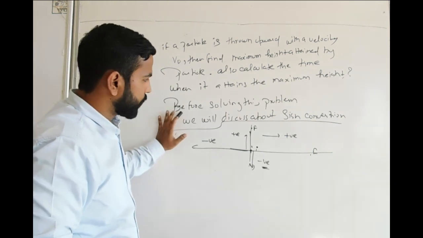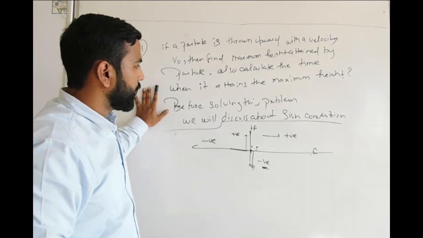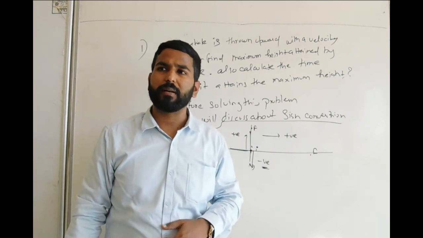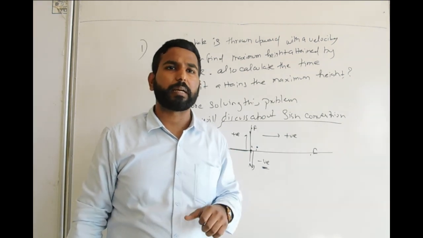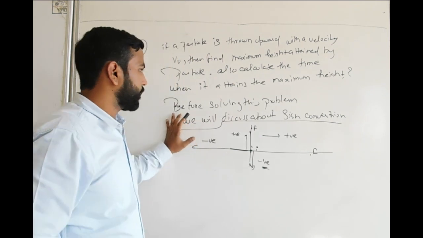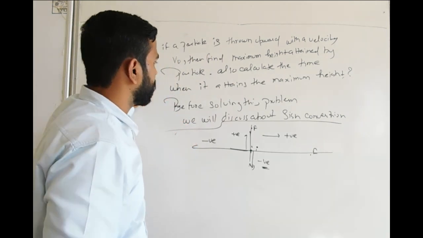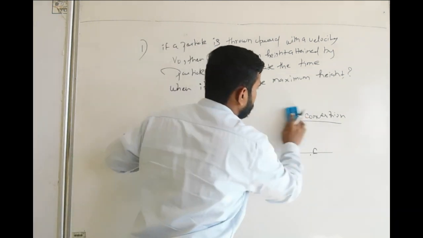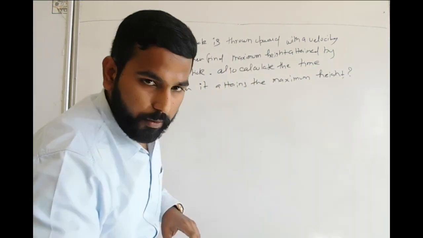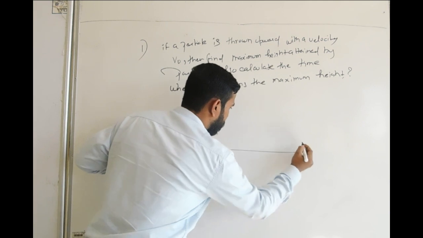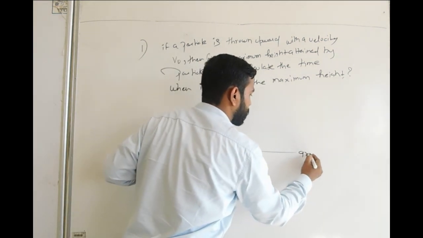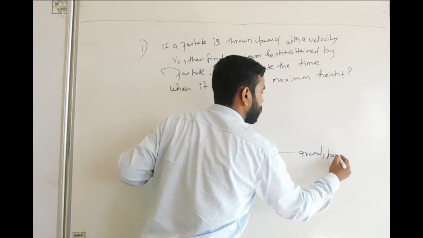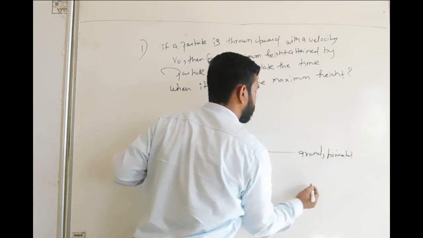Okay, so we should have a brief idea about the sign convention before solving the problem of motion under gravity or motion in a straight line. If we read this question once again and try to draw the diagram of this problem, then this is the problem.